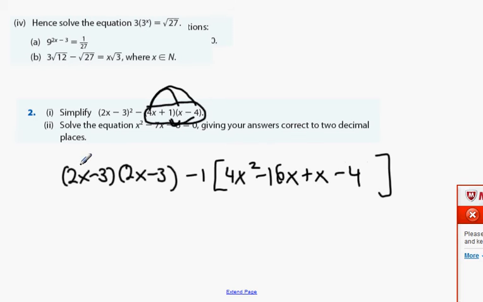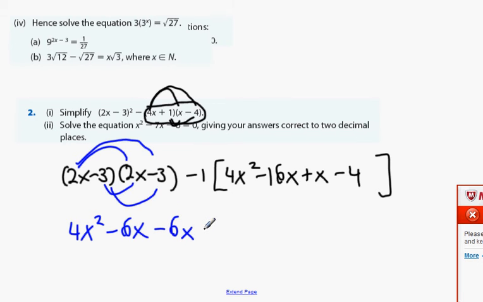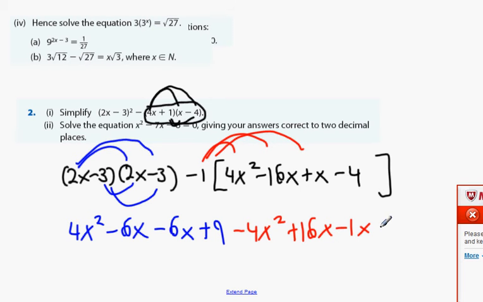Next step, multiply out 2x by 2x. 2x by minus 3. Minus 3 by 2x. Minus 3 by minus 3. Plus 9. Okay. Next part after that, minus 1 times 4x squared. Plus 16x. Minus x. Plus 4. Now, do you see the way it's a simplified question?